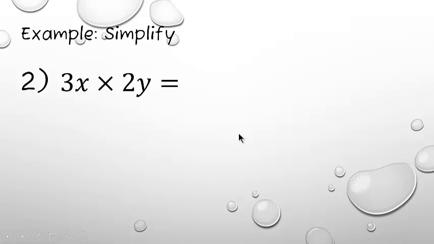Let's look at another example: 3x times 2y. Writing that out in expanded form, we have 3 times 2 times x times y. Now what I've done is I've used the commutative law that says we can swap numbers and pronumerals around. Using multiplication, we still get the same answer.